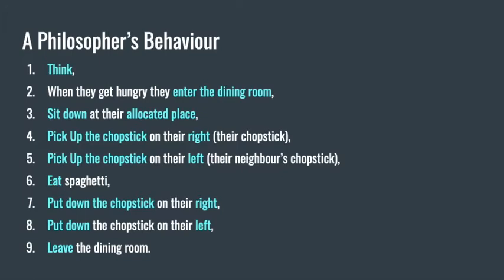Behavior of each philosopher is a cycle. So let's see what a philosopher's behavior is. First they think, then when they get hungry, they enter the dining room and sit down at their allocated place. Then they pick up the chopstick on their right, and then the chopstick on their left, eat the spaghetti, and then put down the chopstick on their right, then put down the chopstick on their left, and leave the room.